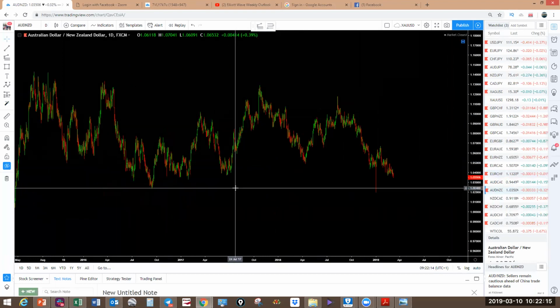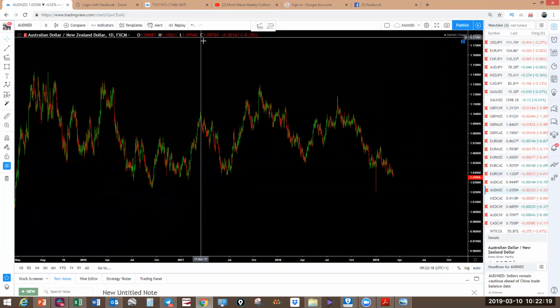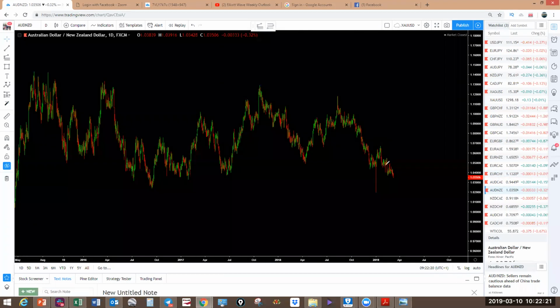All right, so this is what we're looking at on this one. This is now Aussie New Zealand. It keeps dropping like this. At some point, the Aussie is looking strong in the next coming sessions. But the New Zealand is also strong. So it's going to be interesting how this one plays out.